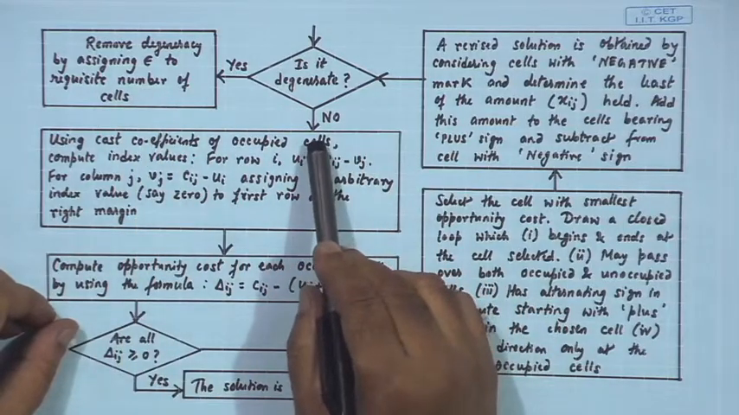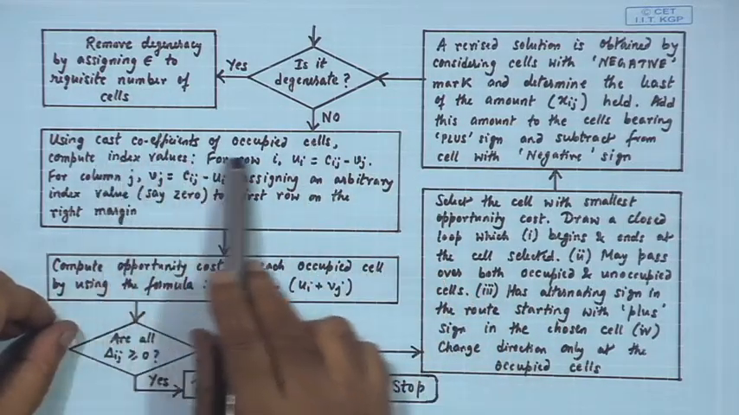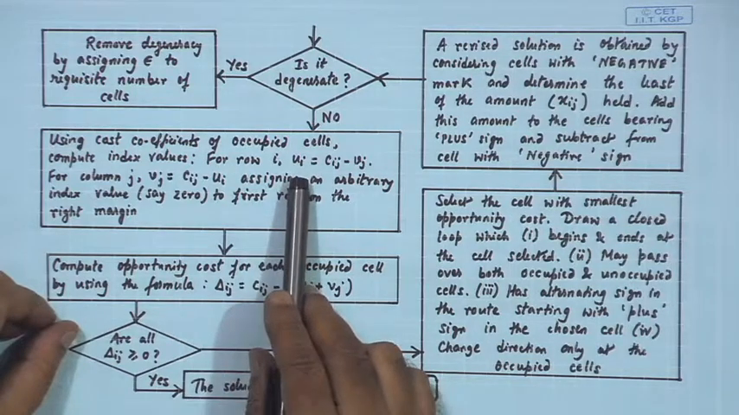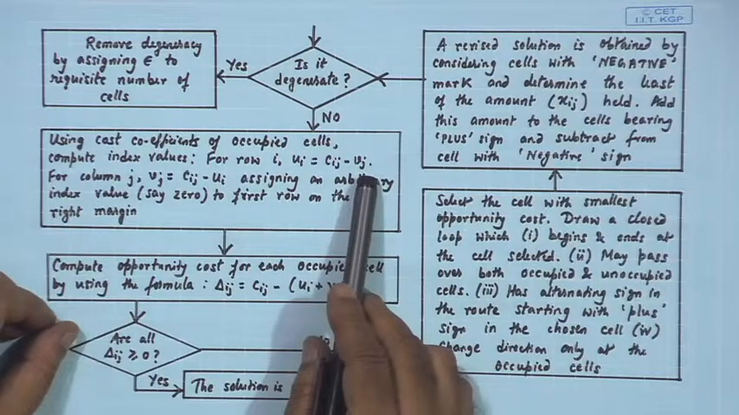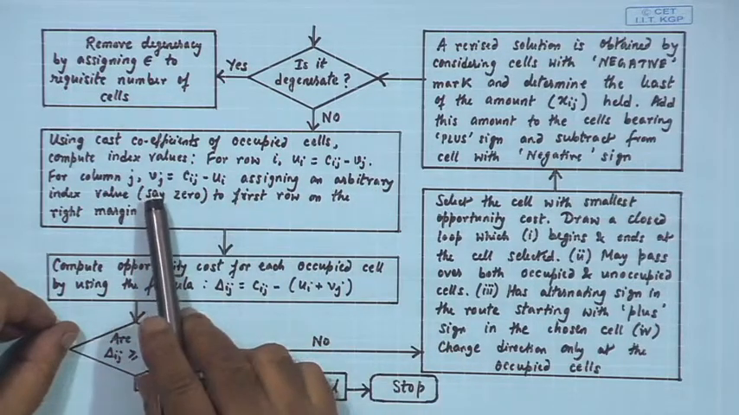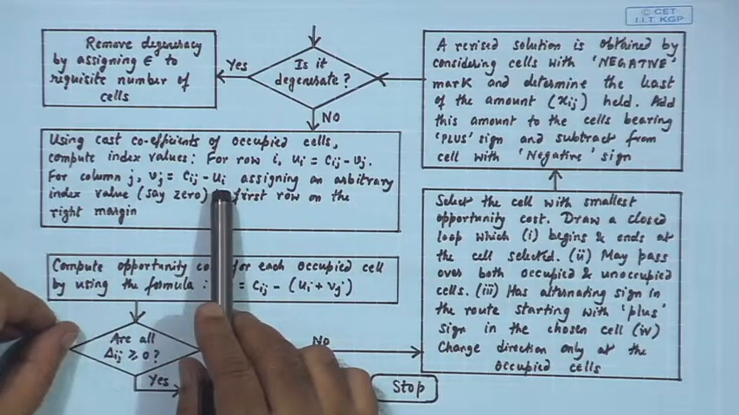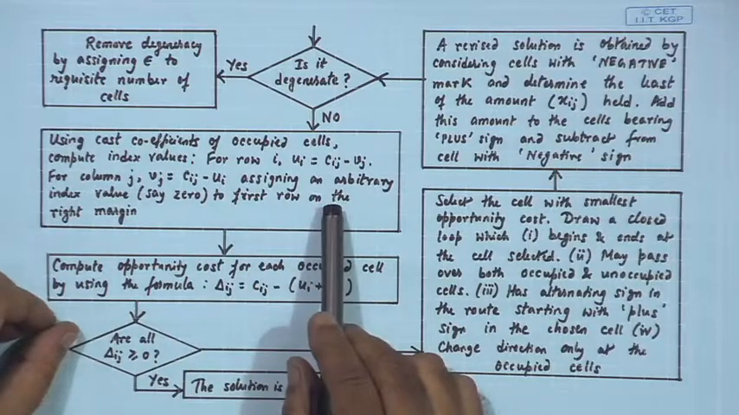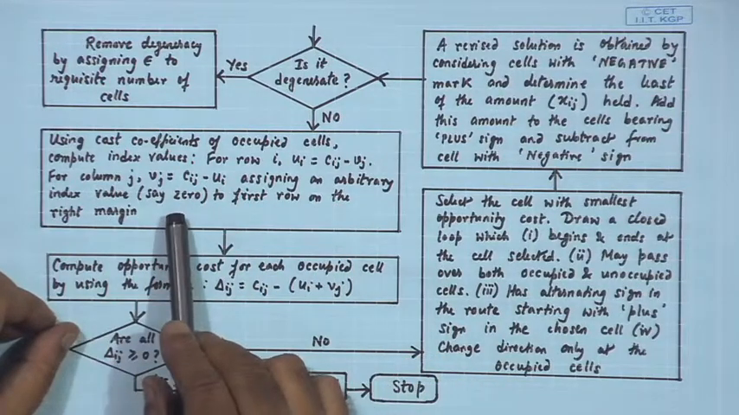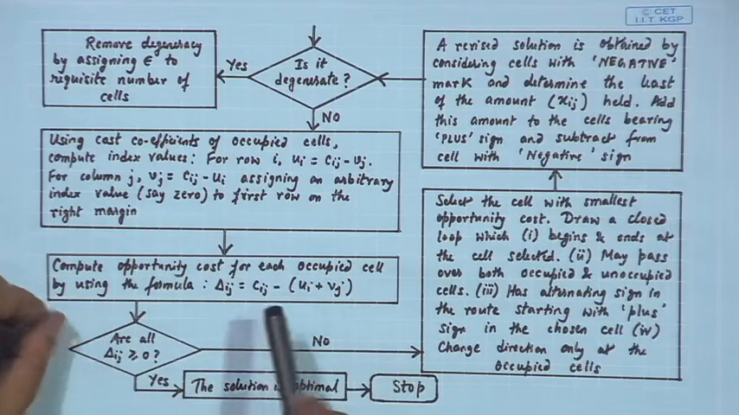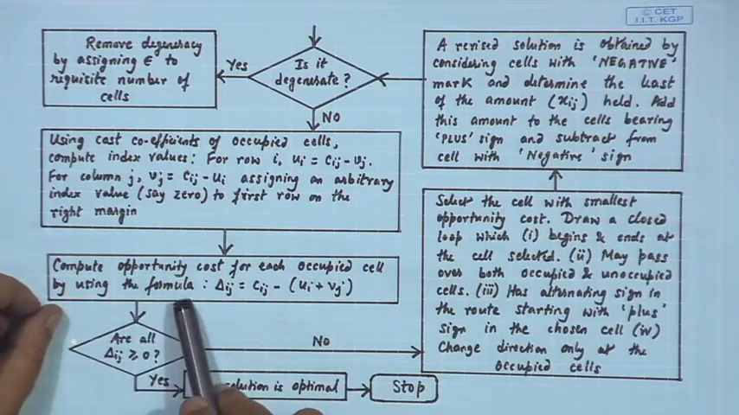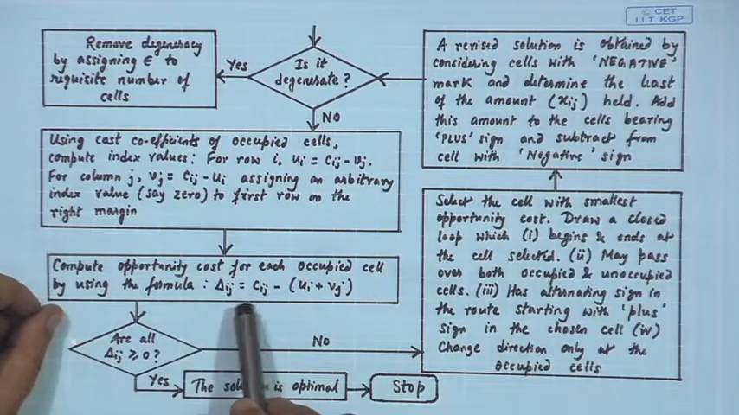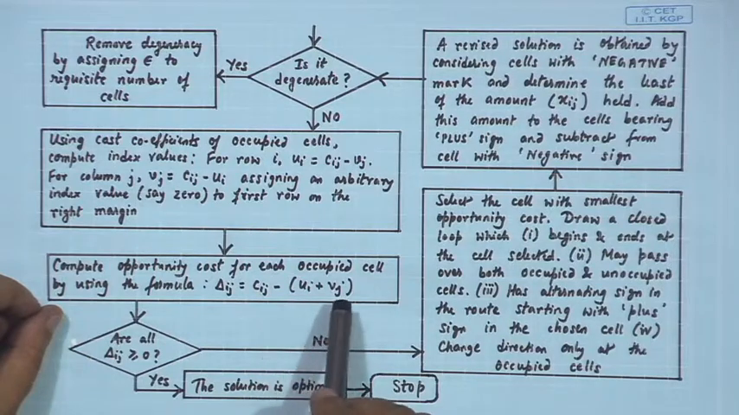If it is not degenerate, then you have to calculate the cross coefficients. For the row you have to take u i equals c ij minus v j, and for the column you have to take v j equals c ij minus u i, and assign an arbitrary index to the first row on the right margin. Then compute the opportunity cost for each unoccupied cell by using the formula delta ij equals c ij minus (u i plus v j).